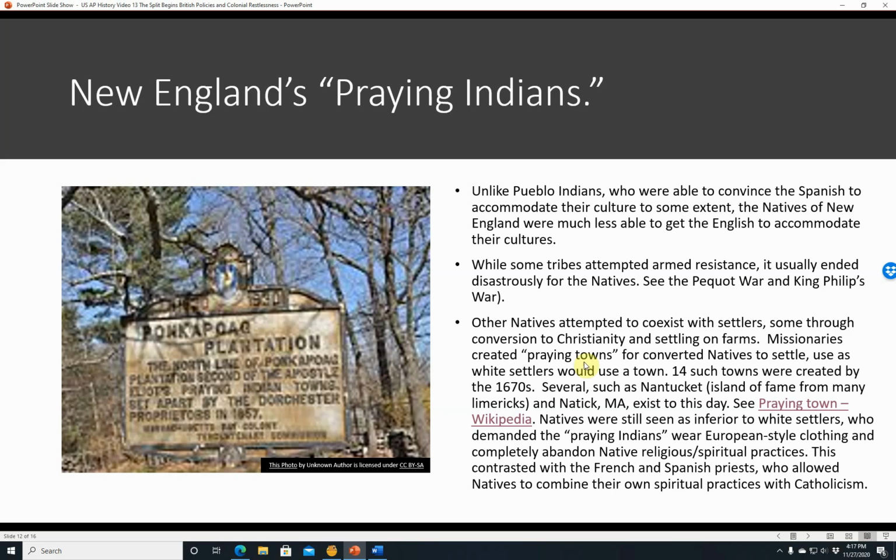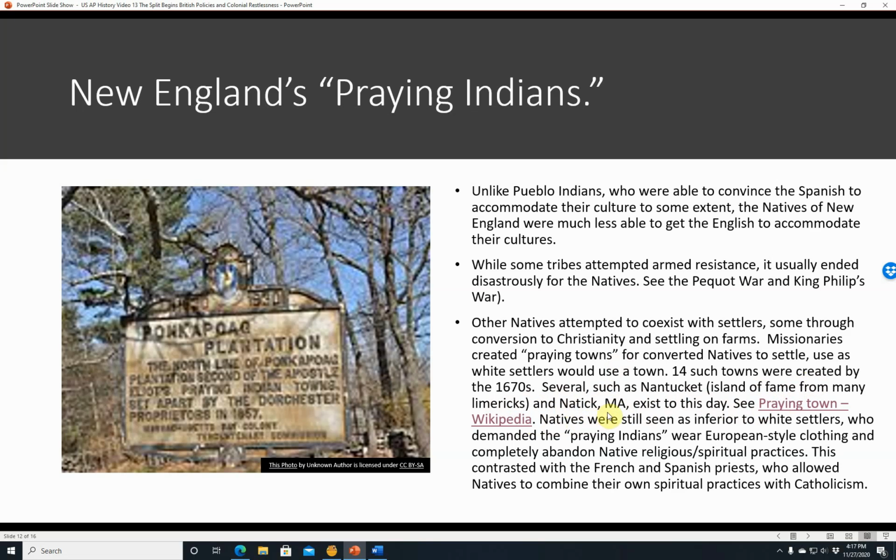Several, such as Nantucket, the island of fame for many limericks, such as "There once was a man from Nantucket," and I'm not going to recite any limericks I know that began like that, but anyway, you've heard them. And Natick, I'm not sure how it's pronounced, even though I went to college in Massachusetts, exists to this day. And you can see the praying town entry in Wikipedia if you'd like to learn more about that.